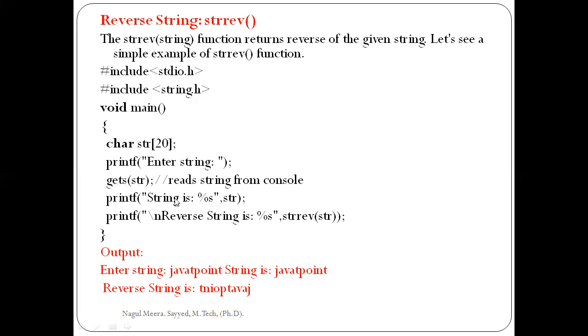Now printf "string is %s" just prints what was given, that is str. Now I am printing the reverse order. How? printf "reverse string is %s". Why %s? Because I want to print the reverse string, that means a string, so %s.